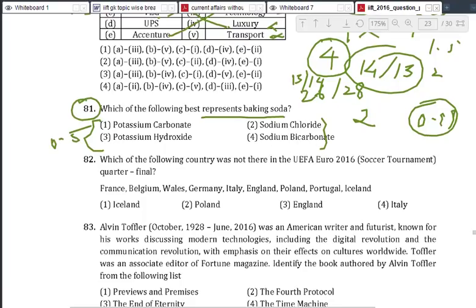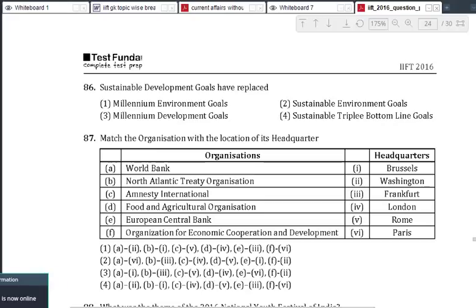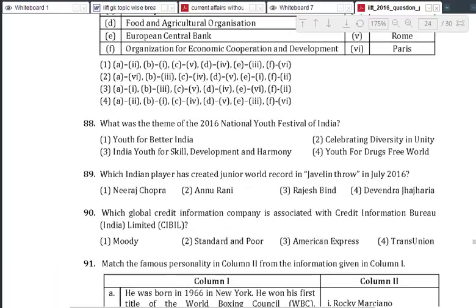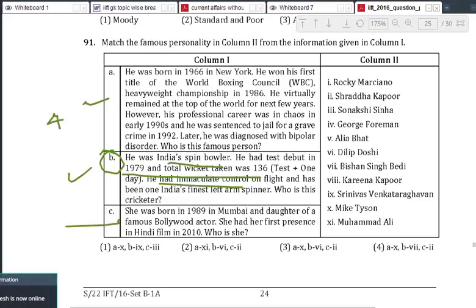So we have seen two very simple questions, and if I have to go to some other very simple question, I would say this is not very simple. Look at this question, the 91st question. If you know any of the personalities here, you can easily match it. And I knew this one. It says he was India's spin bowler. He had his Test debut in 1979, and the total wickets taken was 136, and so on. In TISNET, 40% of the weightage is to GK, so I will take the TISNET part separately. Bishan Singh is the answer, right? And you know that Mike Tyson and Muhammad Ali are all boxers. So by smart elimination, you can arrive at the answer.